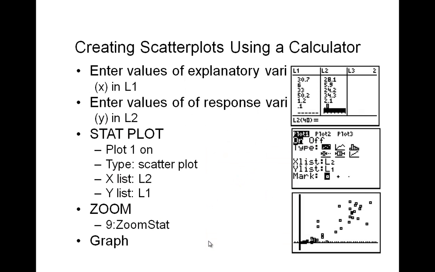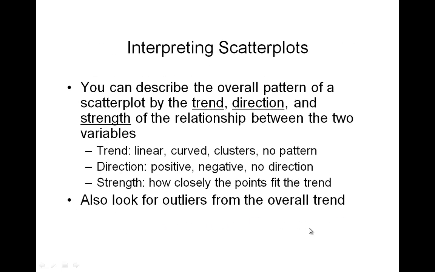So this is how you do it on a calculator, and I'll demonstrate this with my calculator when I do the homework problem. But essentially it's as easy as putting your x variables in the first list, putting your y variables in the second list. Here's the calculator commands. Oh, sorry, this is if you want to do a scatter plot. And then you can make a scatter plot on your calculator. So again, what do you look for in a plot? The trend, direction, and strength.